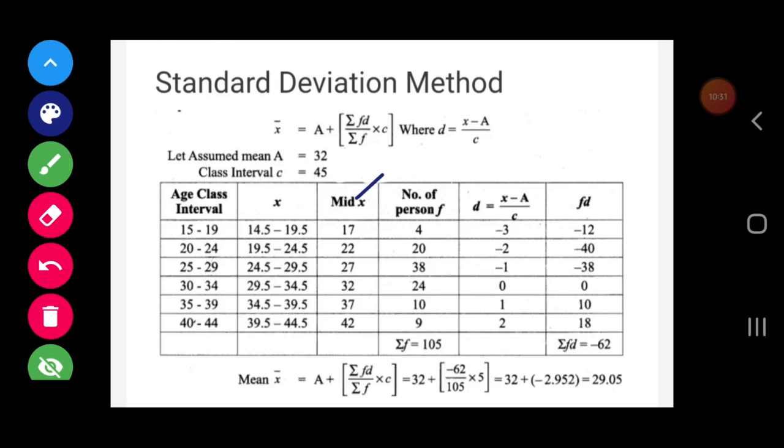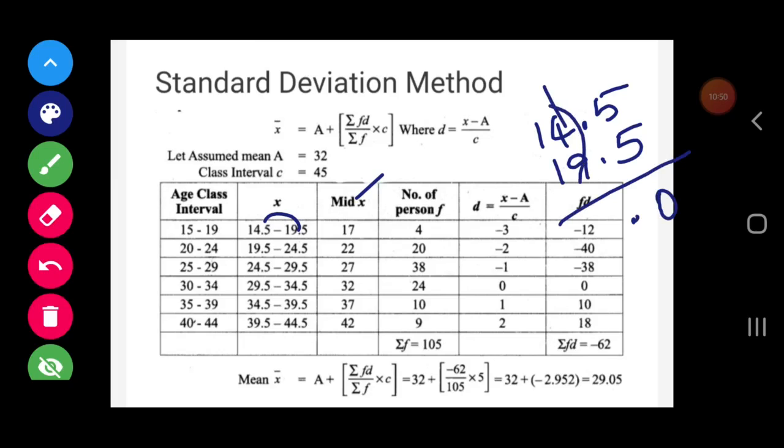The x value we have to write is the middle value of x. The middle value is nothing but we add the two limits and divide by 2. So 14.5 plus 19.5, 34, divided by 2 will be 17.